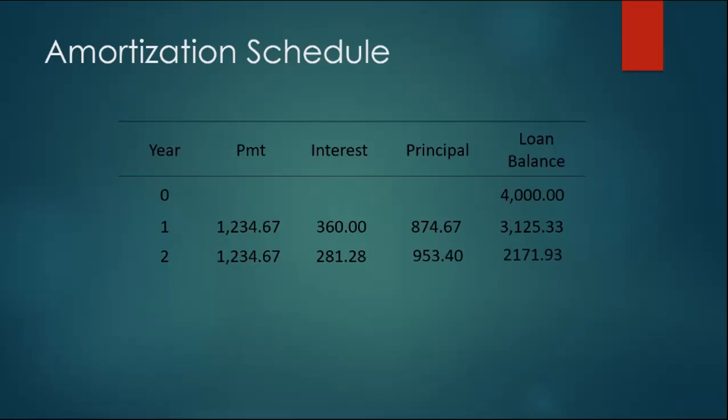The same procedure is followed for the third payment. Here you can see the interest payment 195.47 is 9% of 2171.93, which is the loan balance after making the second payment. And for principal, deduct 195.47 from 1234.67, which is the payment, and you paid 1039.20 as principal repayment to the bank. And after making the third payment, you have the loan balance 1132.73.